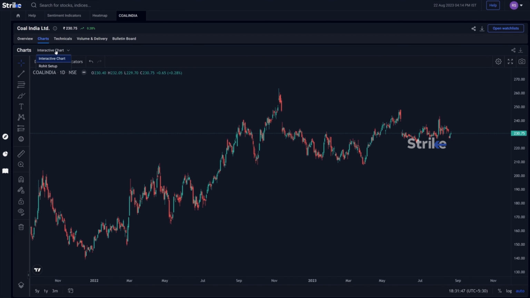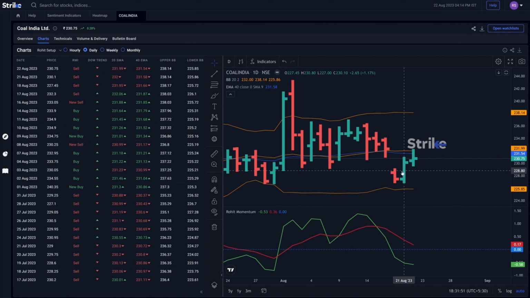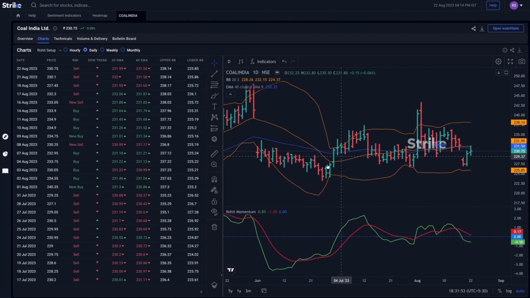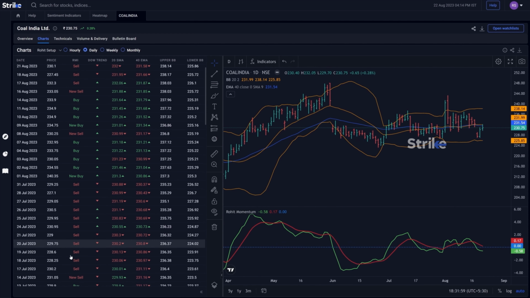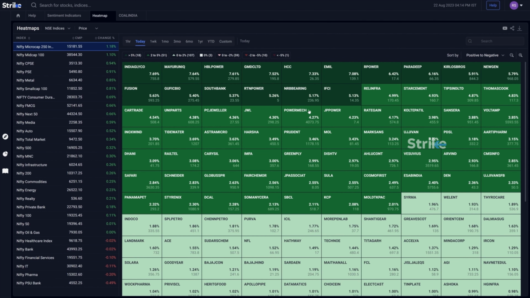If you want to see it in the Rohit setup, which is along with the Rohit momentum indicator, you choose that, and the Bollinger Bands, moving averages, and the Rohit momentum indicator are all plotted on the chart along with the stock price and with the data readings on the left. So very quickly you could move from the heat map, choose the stocks that you want, open them up, and start dealing with those particular charts, and make your decision in terms of what you really want to do on your trades for the day.